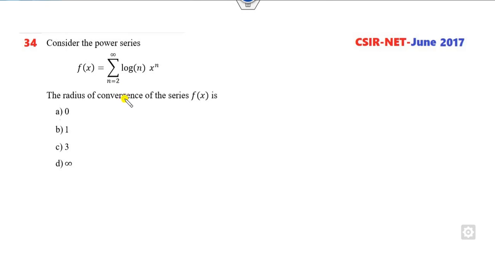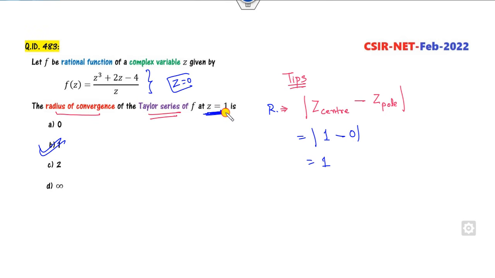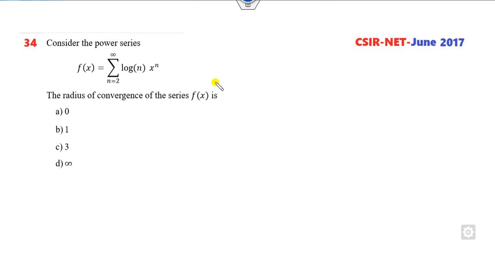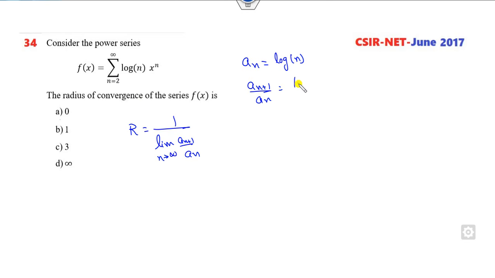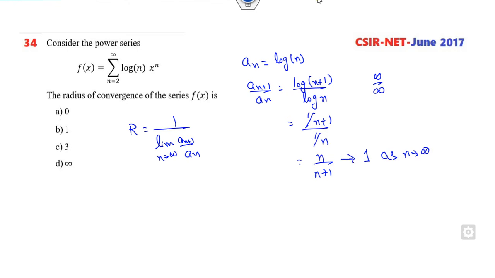Find the radius of convergence of this. Now note the center: like in the previous case, it was given that you have to find the radius of convergence of the Taylor series at 1, but here it is not given. So we have to apply the simple rule. So what is the radius of convergence? 1 over limit of a n plus 1 over a n as n approaches infinity. So what is that? Log of n plus 1 over log n. So it's an infinity by infinity form. So I apply the L'Hopital rule. So now it is n over n plus 1, which goes to 1 as n approaches infinity. So it means this is 1 over 1, the right answer.